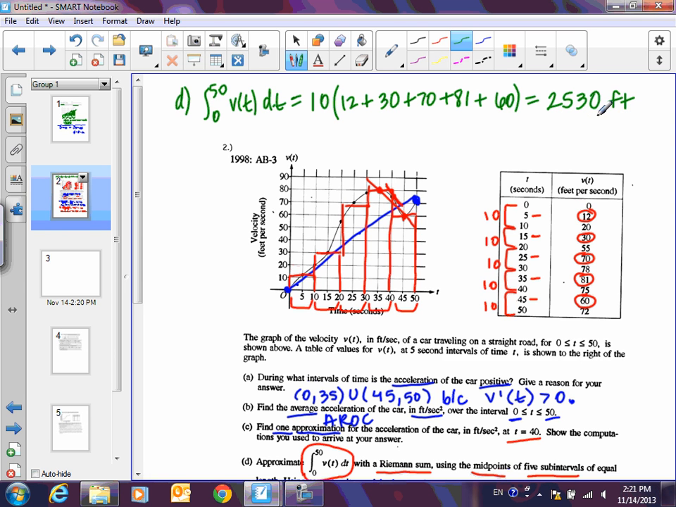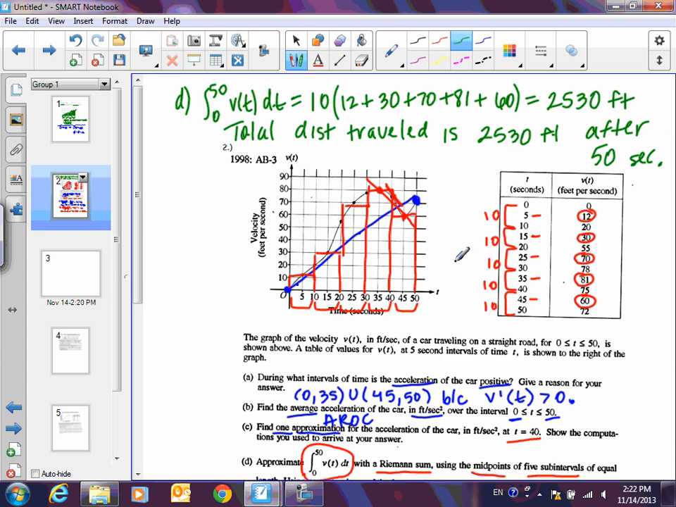Once you know your units, then the meaning should be obvious. What's the meaning? It's the total distance traveled. It is 2530 feet. And how long did it take? 50 seconds. Yeah, so after 50 seconds. Okay. All right.